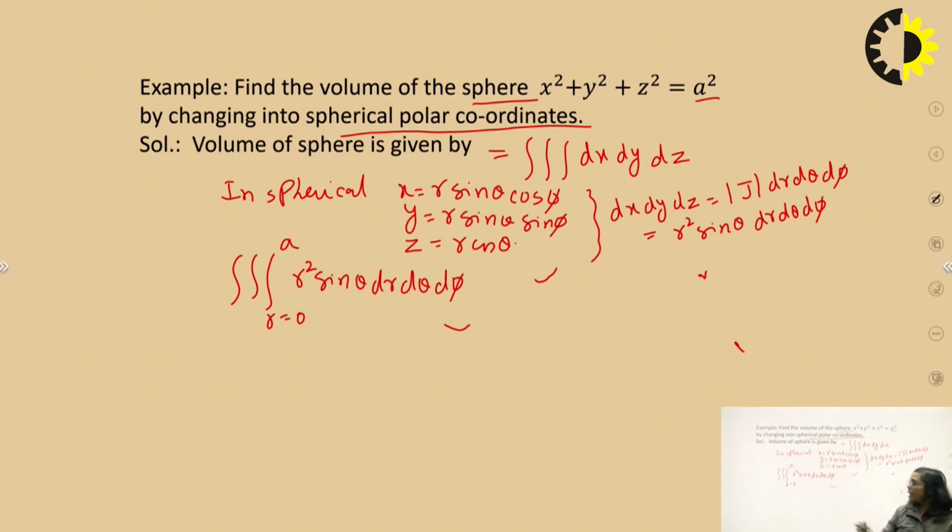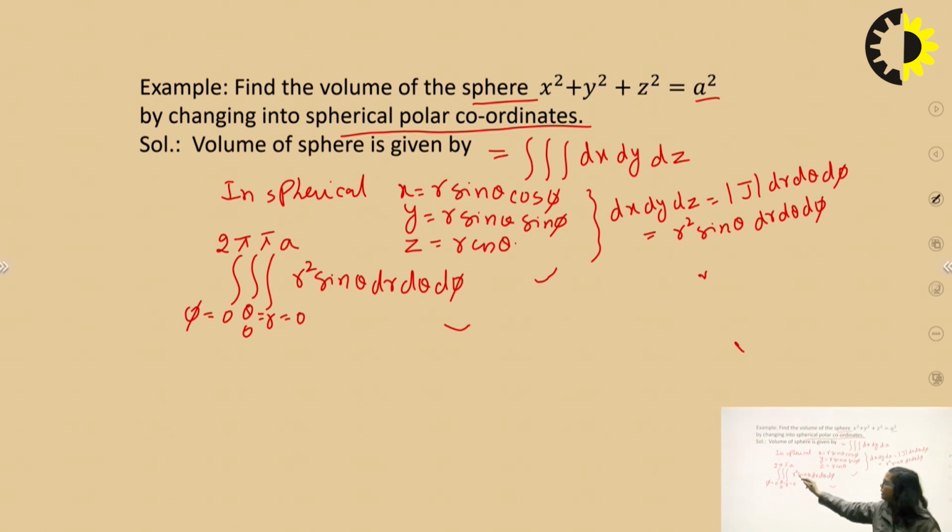For the full sphere, I know that the limit of theta is from 0 to pi, and the limit of phi is 0 to 2 pi. So if you remember that for the whole volume theta varies from 0 to pi and phi varies from 0 to 2 pi, then there is no need to think here. Just put the limits. Now I just need to evaluate it.